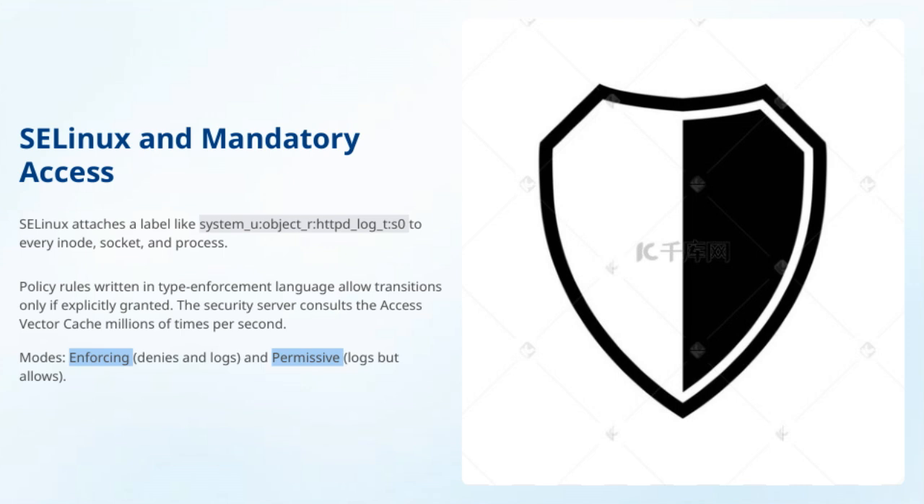Finally, SELinux attaches labels to every object it manages, be it inodes, sockets, or processes. For example, you might see labels like system_u:object_r:httpd_log_t:s0. These labels are vital because they tell SELinux what type of object it is dealing with and what permissions apply, helping maintain a secure and organized environment. All of these elements, modes, policies, the AVC, and object labels, work together to enforce mandatory access controls, which are a core part of SELinux's security model.